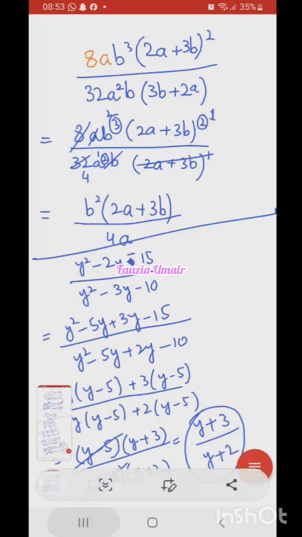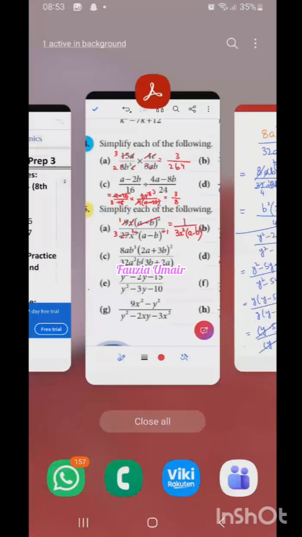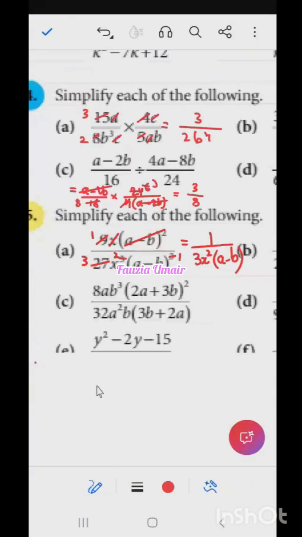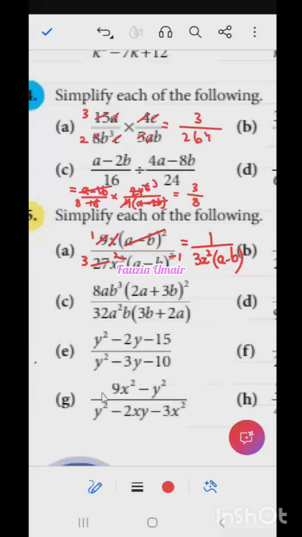Okay, so now let's look at question part G. What are we going to do in G part? Who can tell me how to factorize the numerator? Which factorization method can we use in the numerator? A square minus B square. Okay, and what will we do in the denominator? It is the middle term breaking method, right? So you will factorize them and then you can cancel the common factor and the simplest form will be achieved.